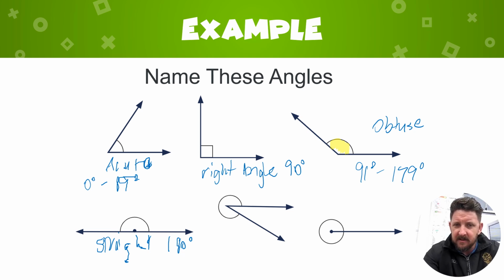My next angle goes all the way around and nearly touches the other side. So anything past a straight angle, but not all the way around, we're going to call this a reflex angle. And I think of it as 181 degrees, I'll come back to what I think about, all the way through to 359 degrees.